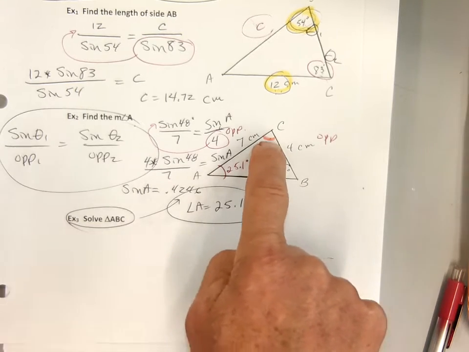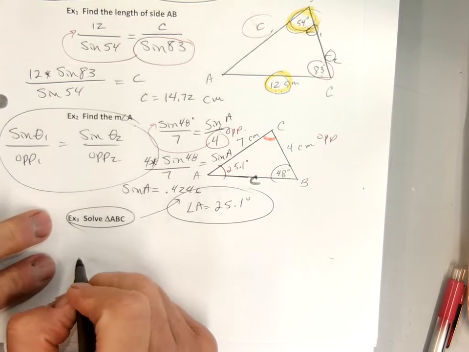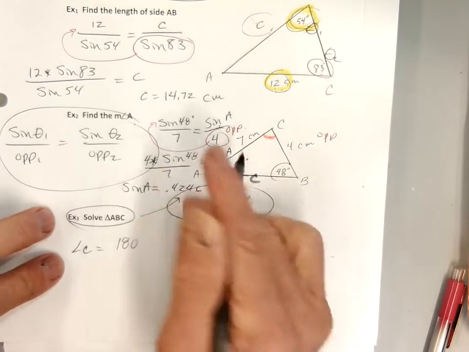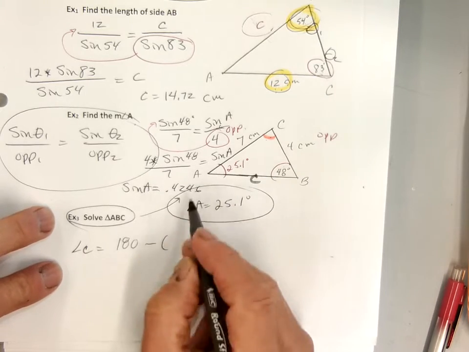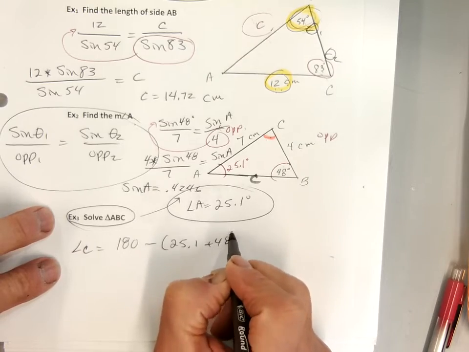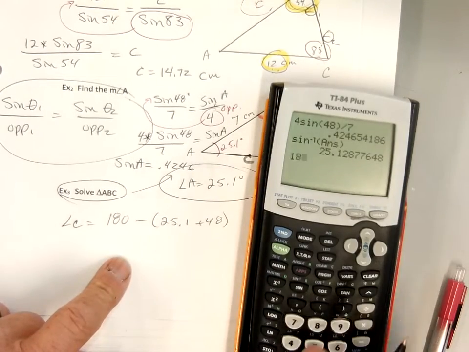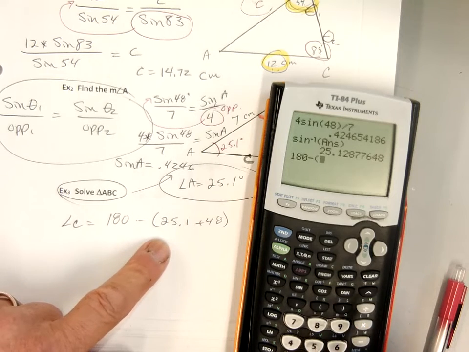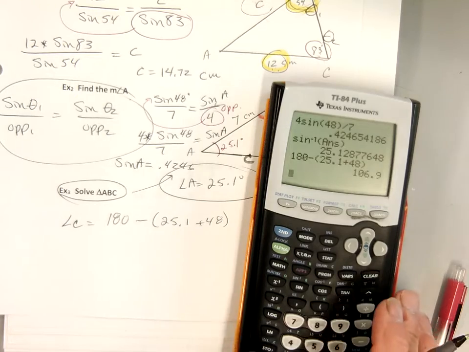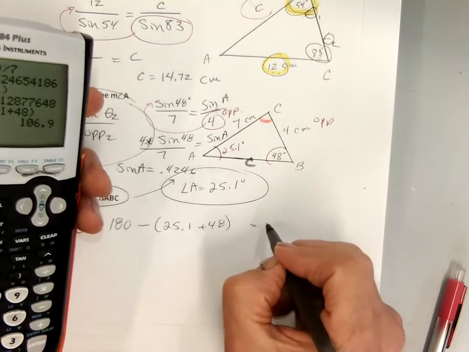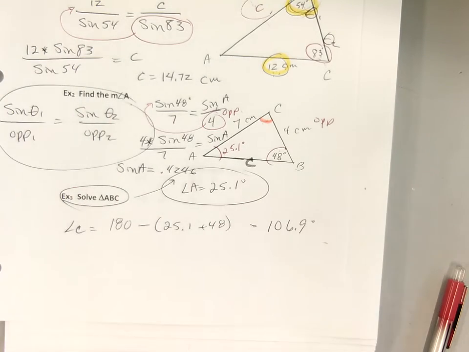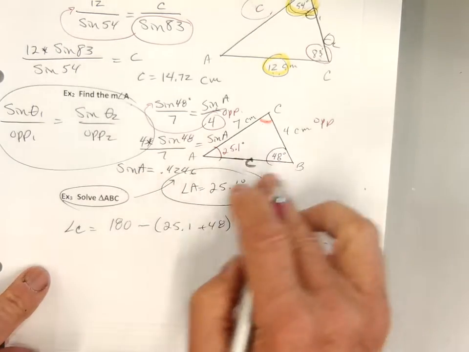So let's find angle C. Well, angle C is easy, huh? 180 degrees in a triangle, minus the sum of these two angles. I'm just going to put that in my calculator. I'm going 180 minus my 25.1 plus my 48, and I get an answer of about 106.9 for angle C. All right, good. I've got angle C. I'm going to put that in my picture because it's going to help me out.